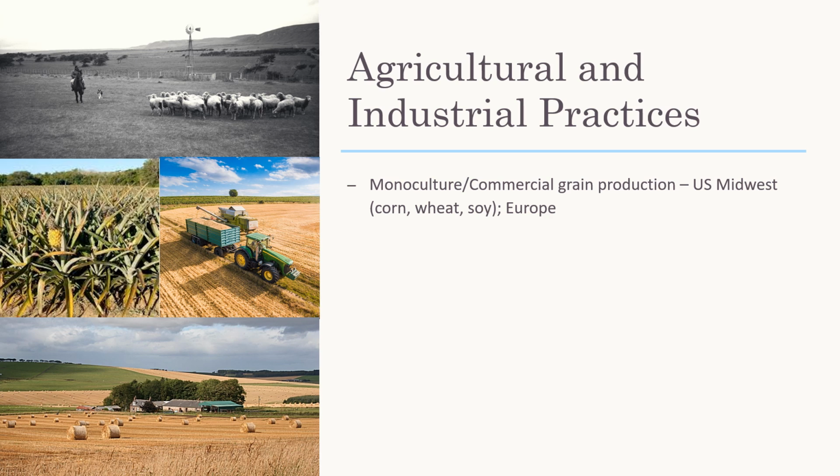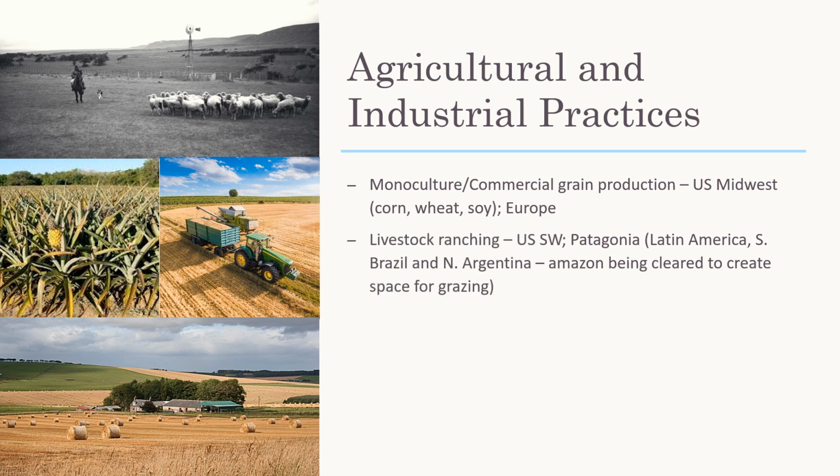It's all corn, or it's all wheat, or it's all soy. And this really is prevalent in the US Midwest and in portions of Central Europe. Livestock ranching, right? This is where we're raising animals not to feed ourselves, but to be sold for meat for other countries, usually for export if it's in Latin America.